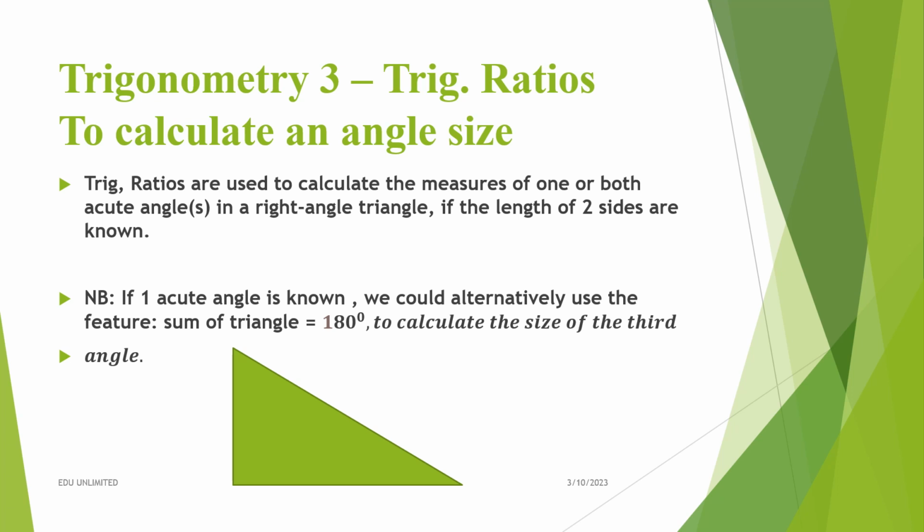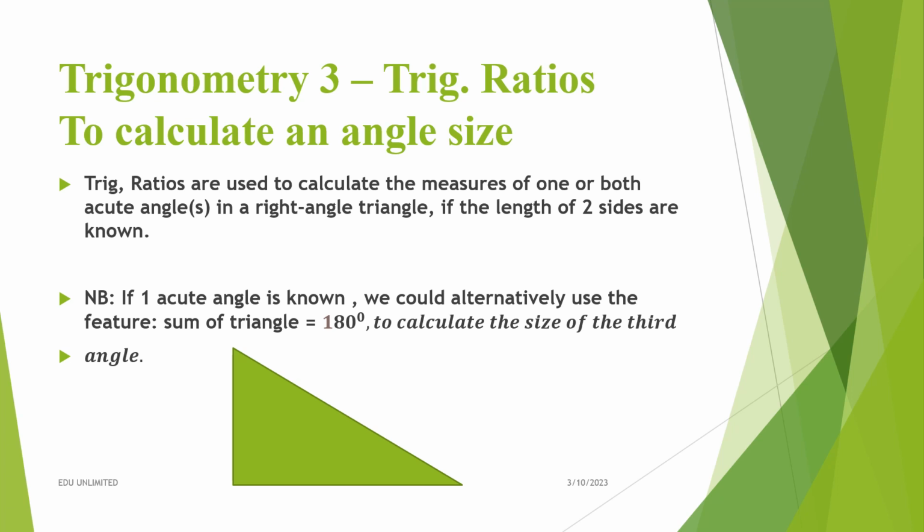So when do we use trig ratios? Number one, we use trig ratios to calculate the size of an angle. Trig ratios are used to calculate the measures of one or both acute angles in a right angle triangle if the length of two sides are known.